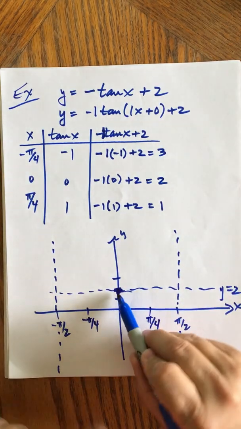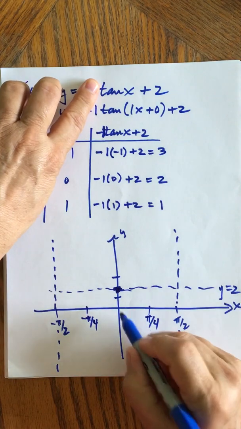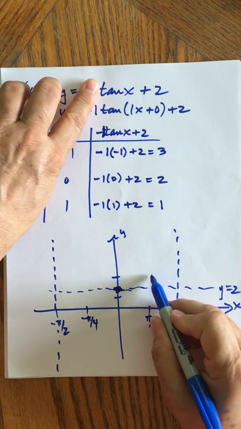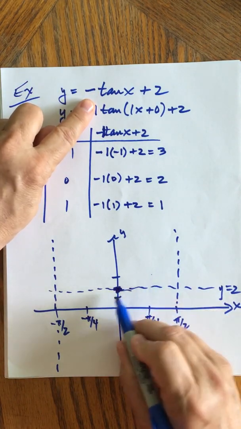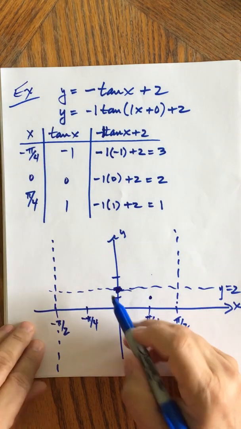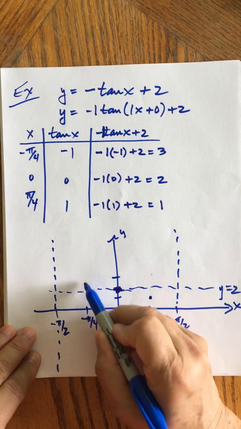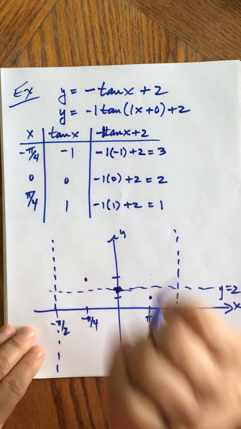Well, technically, normally what I would do if I were just looking at the effect of the 2, I would move over pi over 4 and up 1. But now it gets reflected, so I go over pi over 4, but I go down 1. So I'm here. And then normally I would go negative pi over 4 down 1, but now I'm going to go negative pi over 4 and up 1 because I'm multiplying by that negative 1.